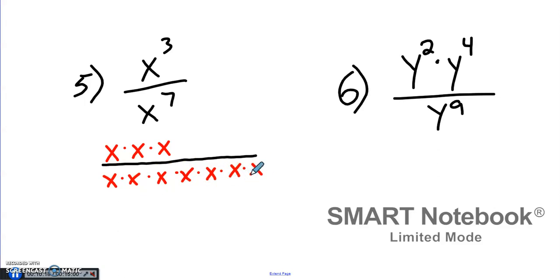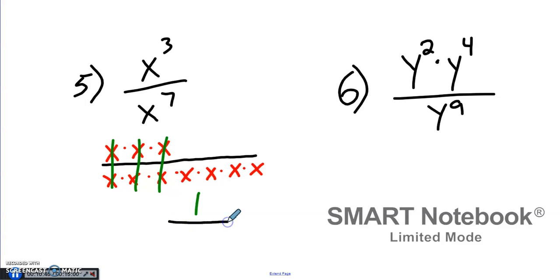Okay, so let's talk about what happens here. Well, can I cancel out anything? Yeah, these x's cancel, these x's cancel, and these x's cancel. So, do I have any more x's in the numerator? No, I don't. But what number is going to be in the numerator? What's anything divided by itself? 1.